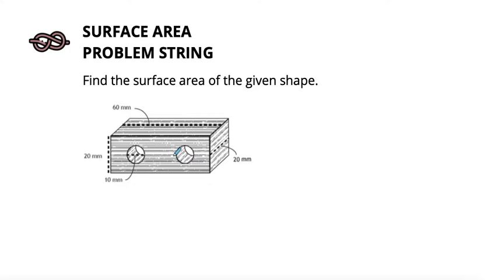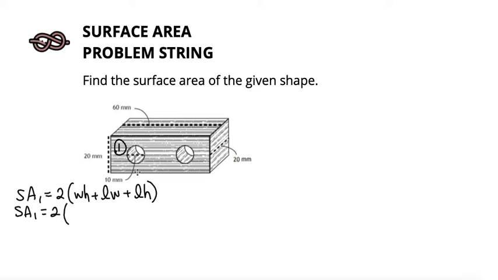So I'm going to think about solving this by first thinking about, what if I had the entire rectangular prism? I'm going to call that shape 1. So the entire rectangular prism is 2 times WH plus LW plus LH. I don't need to remove any of my sides, so I don't have to do the distributive property first. So I'm just going to plug in what I know. My width will be 20. My length will be 60, and my height will be 20 as well. So I have 2 times 20 times 20 plus 60 times 20 plus 60 times 20 again.